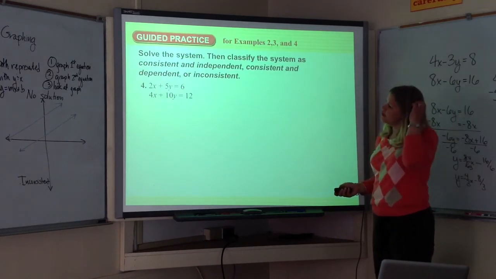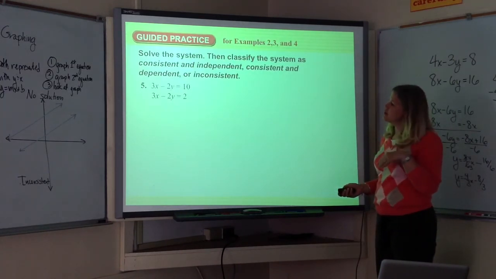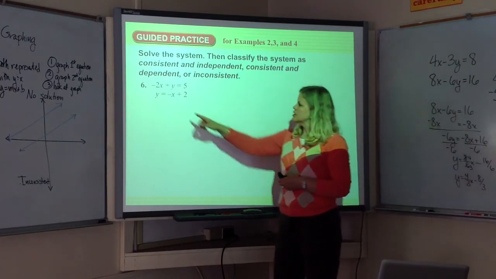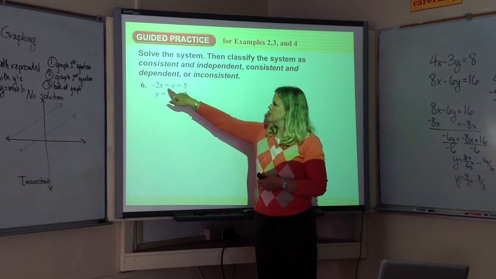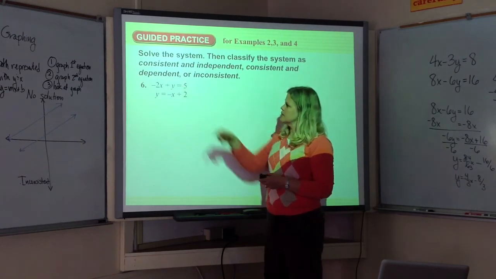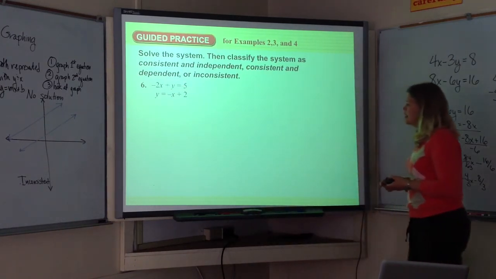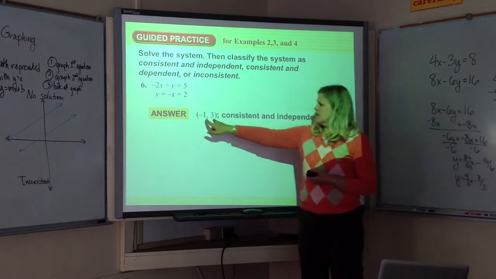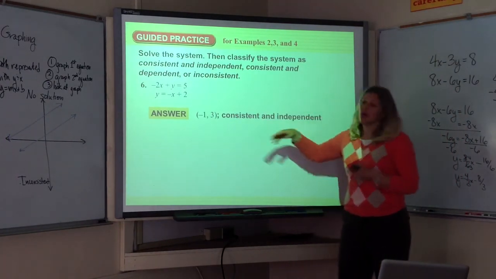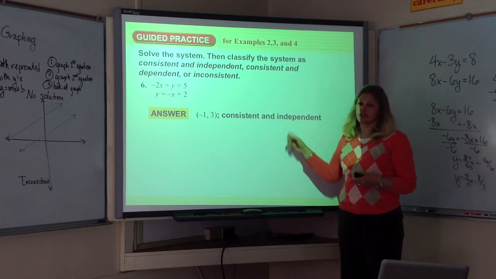But here's one, nope, this is the one I want you to see. So this one's going to be -x plus 2. This one's going to be positive 2x plus 5. Well, I don't think they're going to be the same line. And they aren't. They would cross at -1 and 3, which you would get after graphing, consistent and independent.